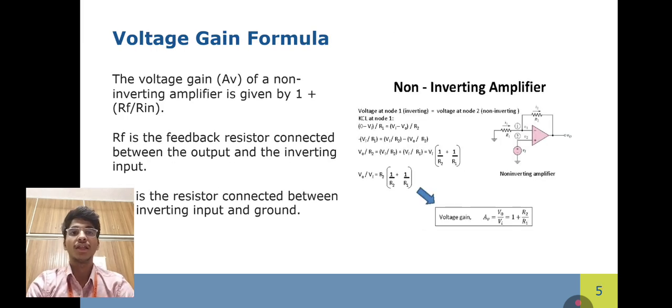Voltage gain formula. The voltage gain, denoted by Av, of a non-inverting amplifier is given by 1 plus RF by Rin. RF is the feedback resistor connected between the output and the inverting input, and Rin is the resistor connected between the inverting input and ground.